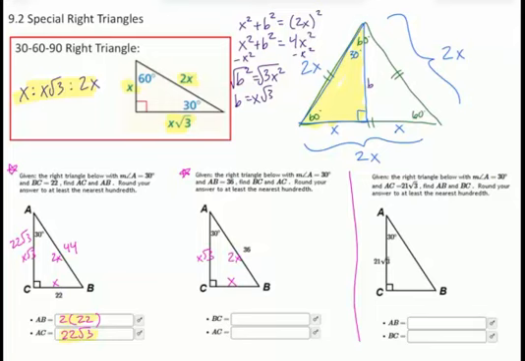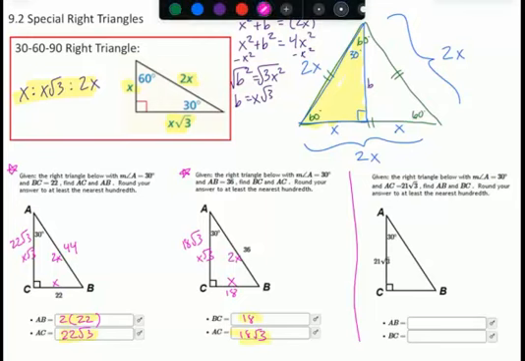So here's our pattern, right? X root 3, and 2x. 2x is equivalent to 36, which means each x is what? 18. And once we know the x value of 18, we can then solve the side opposite the 60 degrees by taking x, which is 18, times root 3. And so there's your lengths. BC is 18, AC is 18 root 3. And we have our answers again just with a quick little application of the patterns.